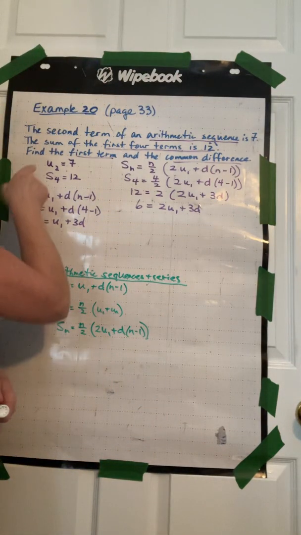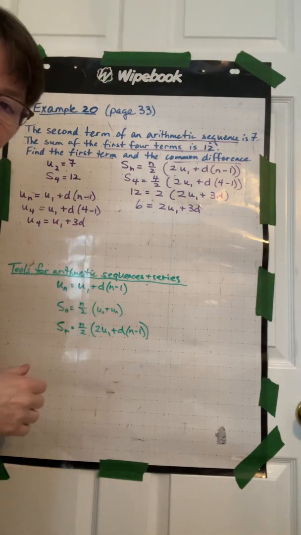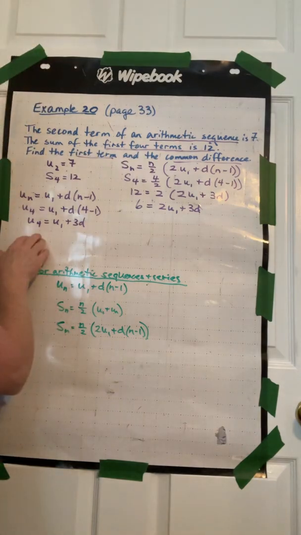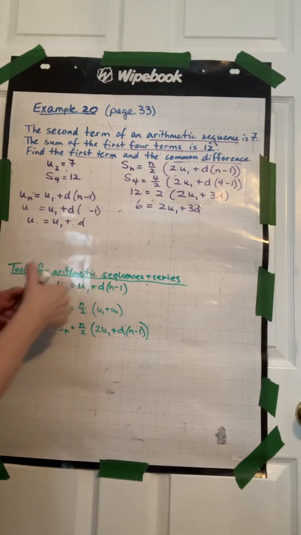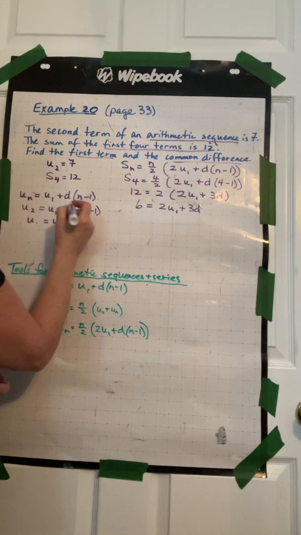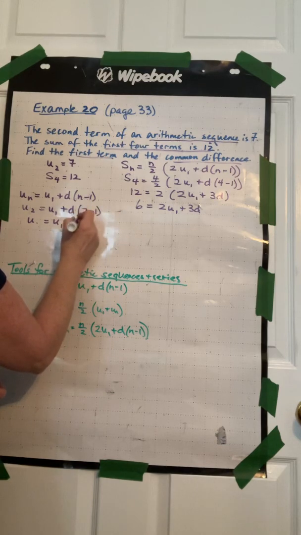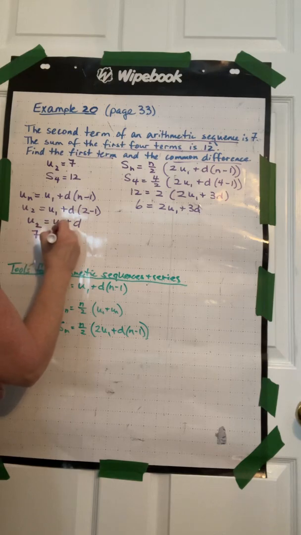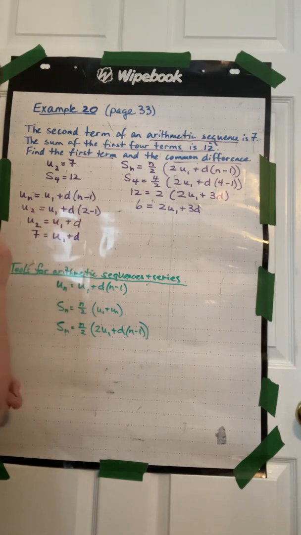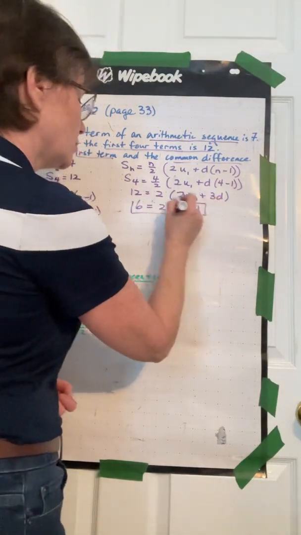U4 we didn't know, but we do know U2. Okay, so can we fill in this information for U2 instead of U4? We can. So U2, this will be 2 here, and then that will just be 1D. But we actually know what U2 is, it's 7. Okay, so now we actually have 2 equations with 2 unknowns.